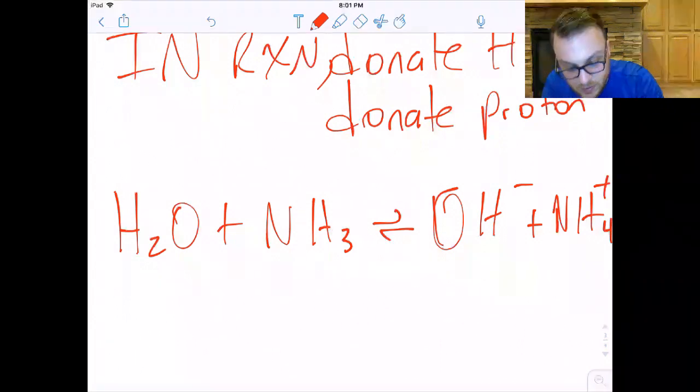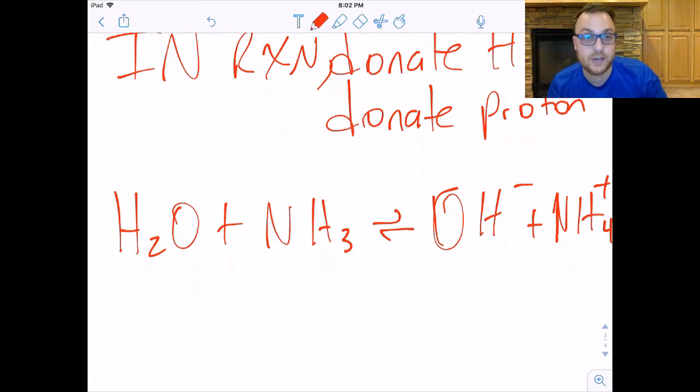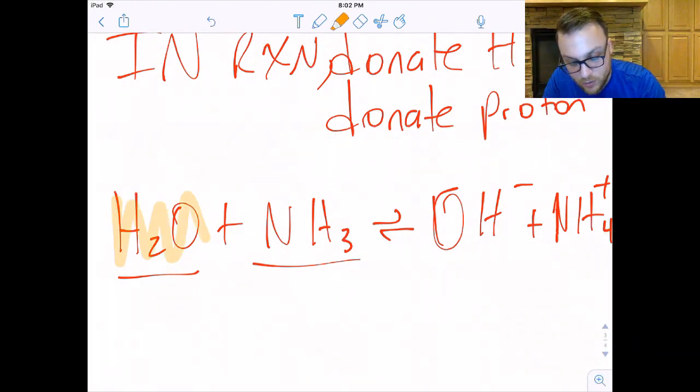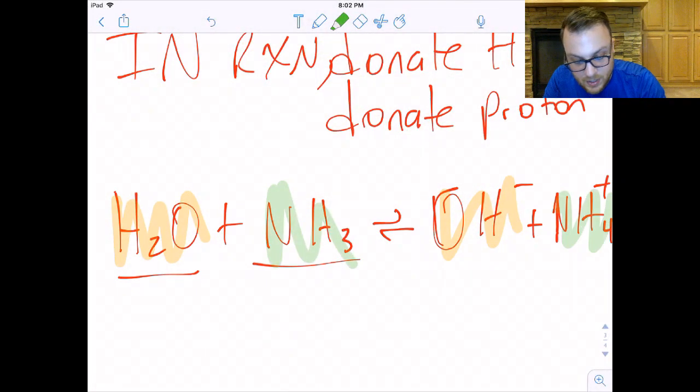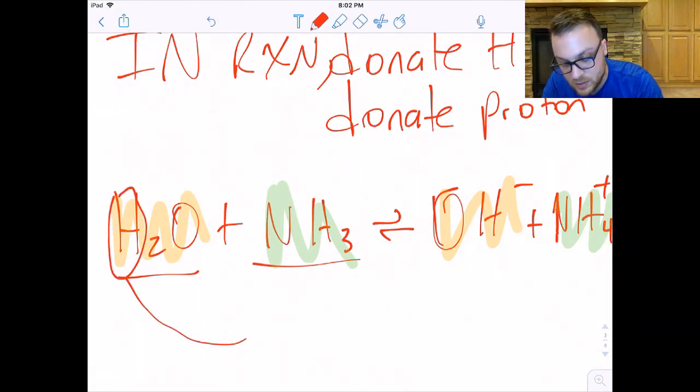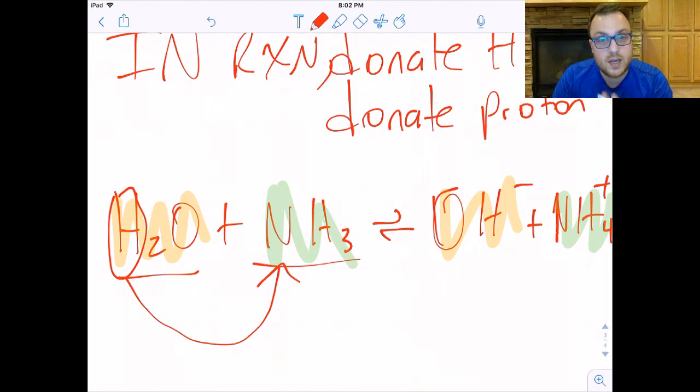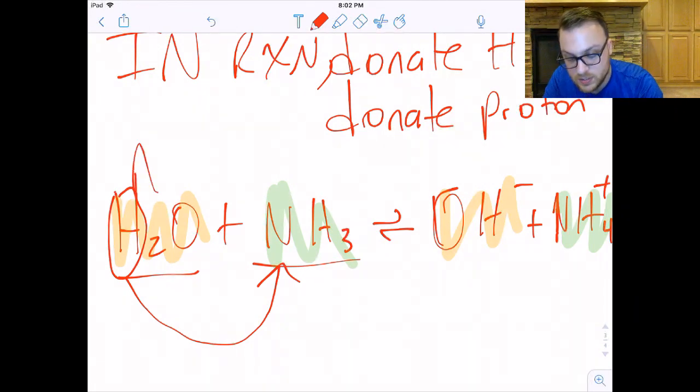You see this happening. You just have to look on both sides, read it from left to right, and see which of these two donated an H. And since H2O became OH minus and NH3 became NH4, I can go ahead and say that H2O took one of its H's, gave it to NH3, so NH3 gained an H, and H2O lost an H. So this is an acid, and this is a base.